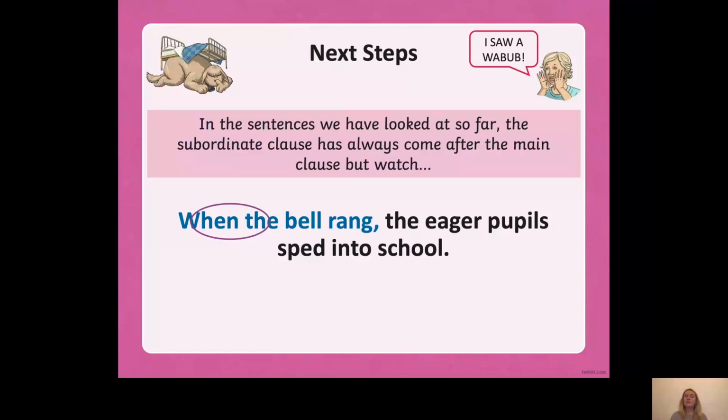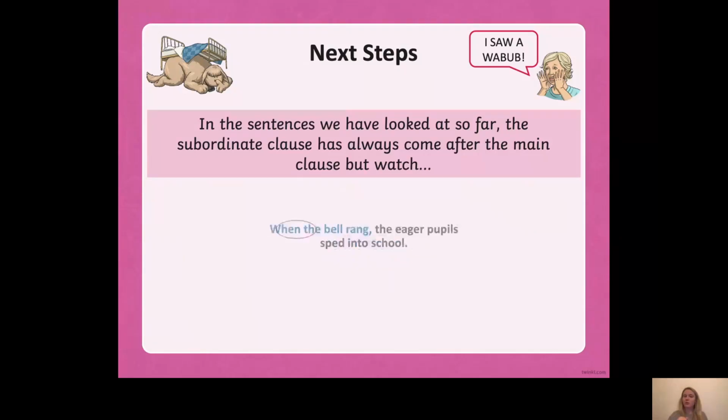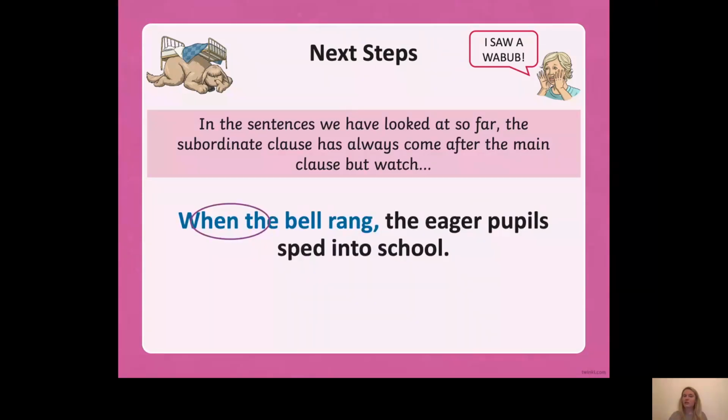So when the bell rang, the eager pupils sped into school. So watch again. We had the eager pupils sped into school when the bell rang. So our subordinate clause is at the end of our sentence there. But we can change it round and have when the bell rang, the eager pupils sped into school. So now it's at the start of our sentence. Our subordinate clause has been switched to the beginning.